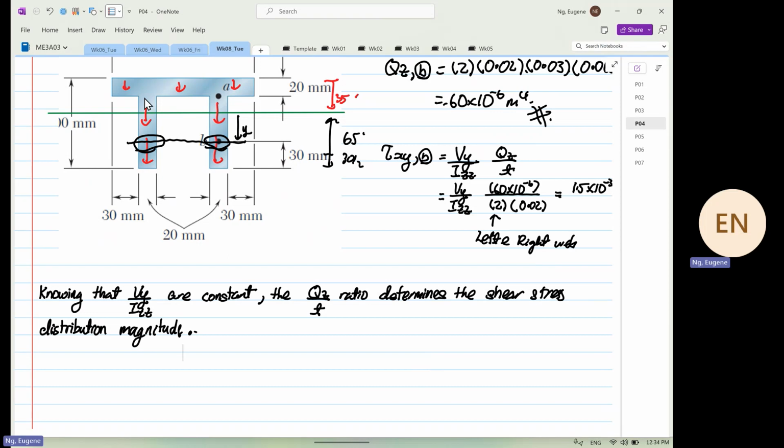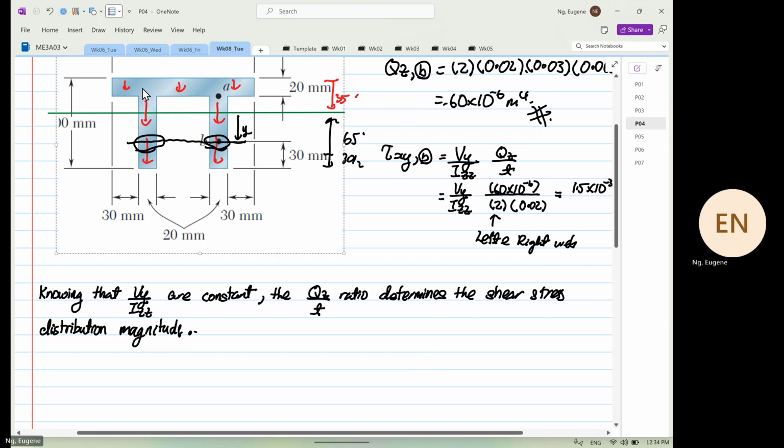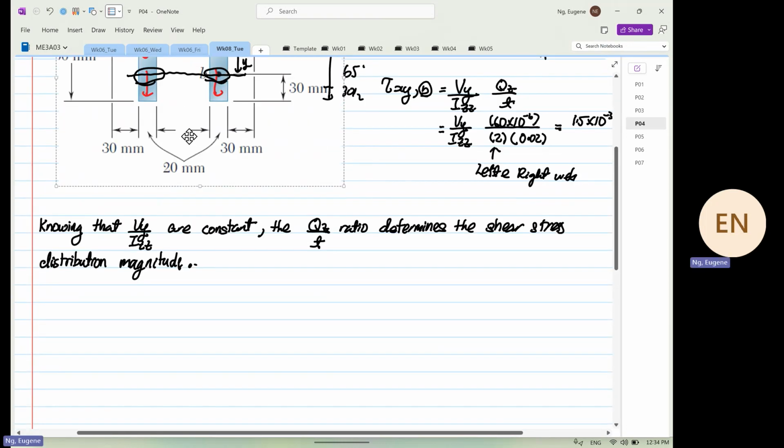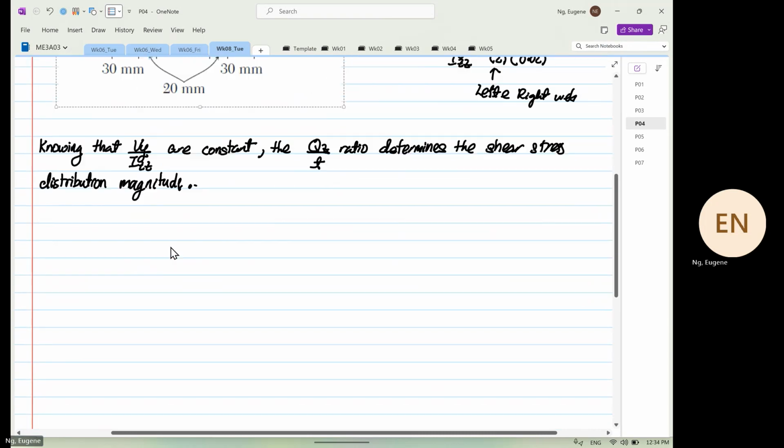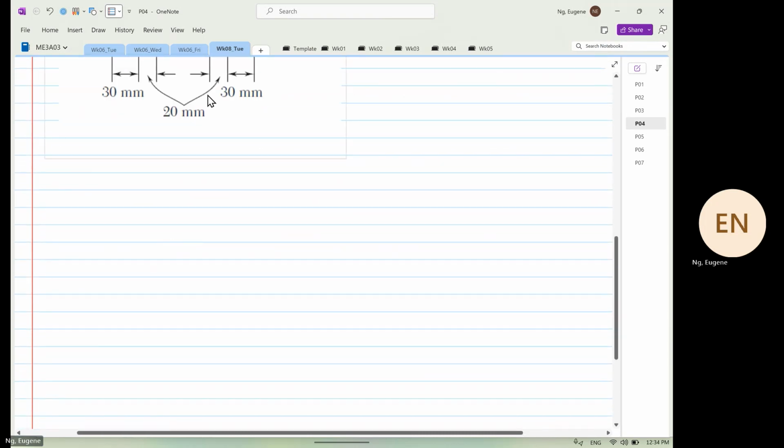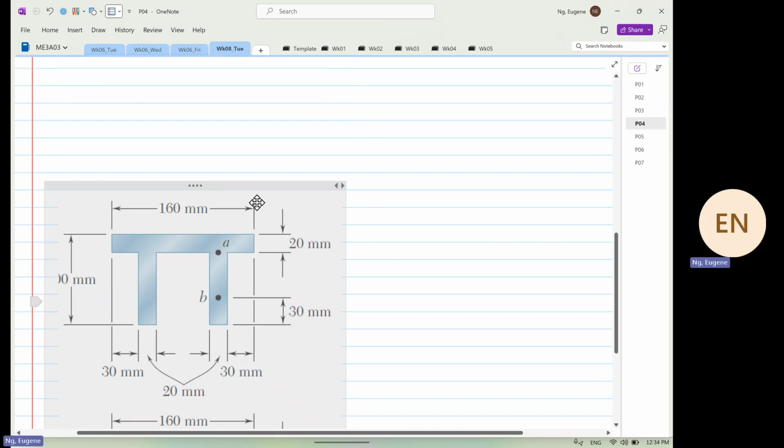Think of what I'm trying to do over here. Now the next thing I'm going to do is we are going to determine something, we're going a step further.